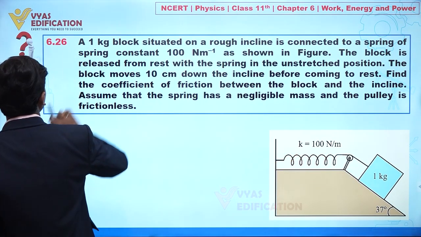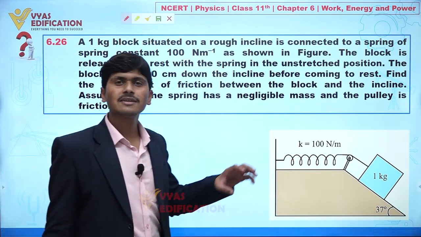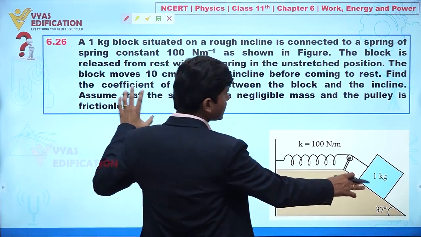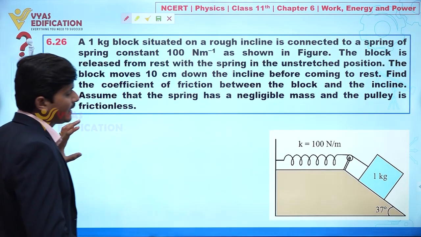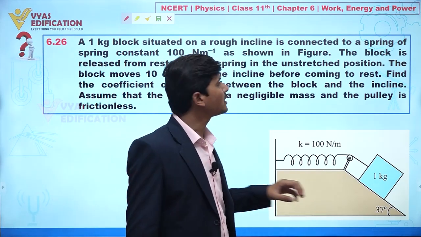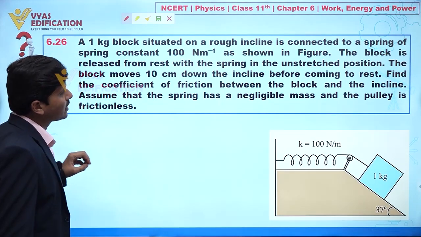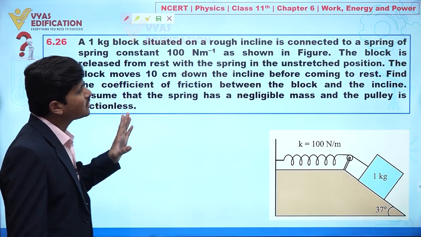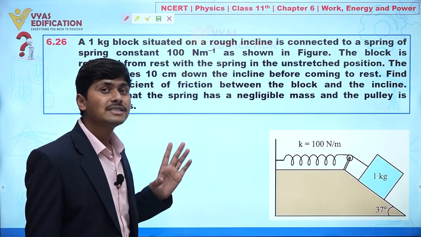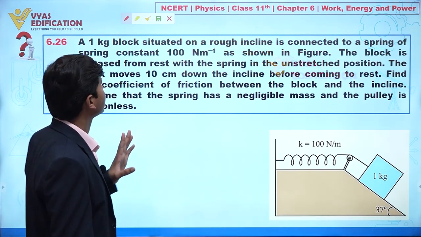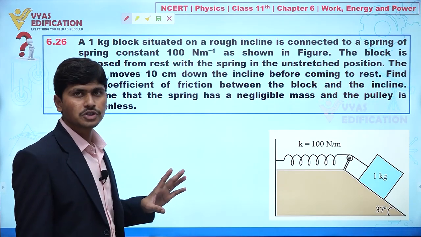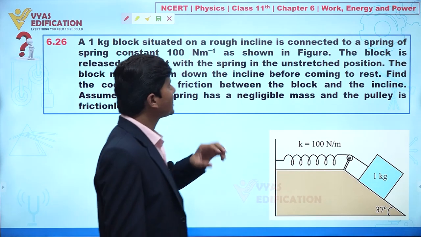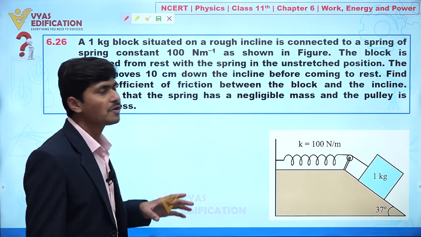If you understand the question, then this question is very easy for you. A 1 kilogram block is given. This is placed on a rough inclined plane. The inclination angle is given as 37 degrees, and the value of k is given as 100 Newton per meter. The block is released from rest with the spring in unstretched position. The block moves 10 cm down the inclined plane before coming to rest.